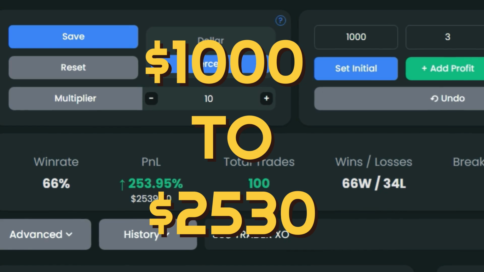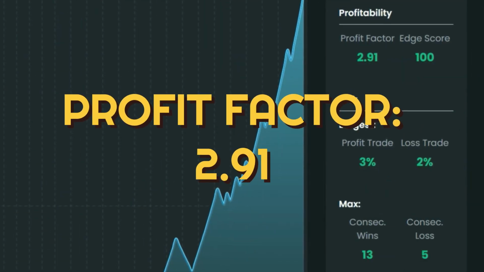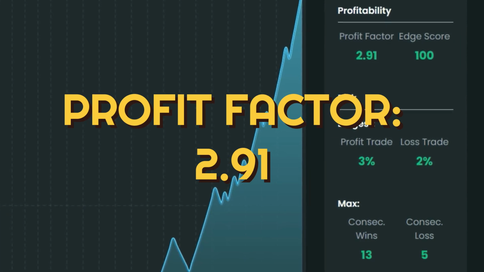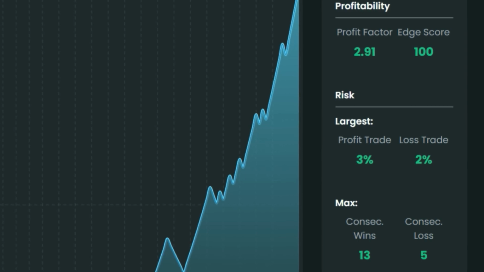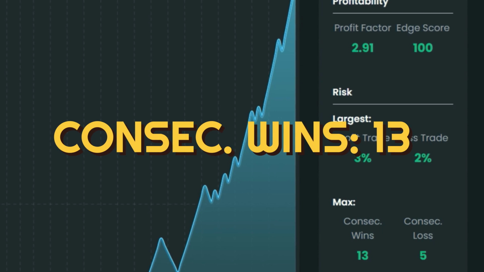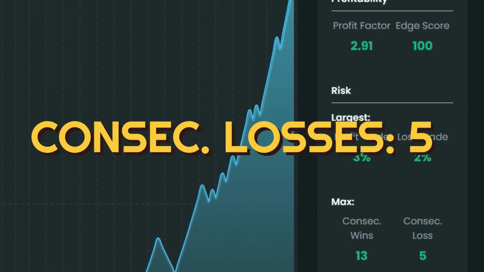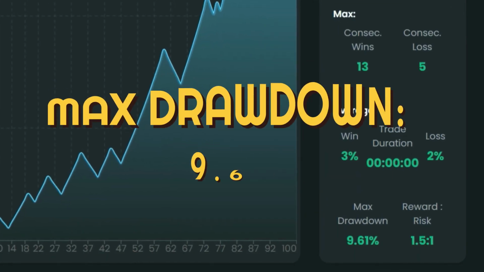$2,530. But there's more. Our strategy boasted a profit factor of 2.91, meaning our total gains were 2.91 times greater than our total losses. Intriguingly, during the backtest, we experienced a winning streak of 13 trades and a losing streak of 5 trades. The maximum drawdown was a moderate 9.60%.